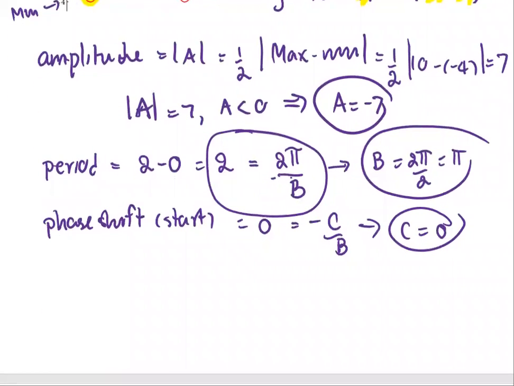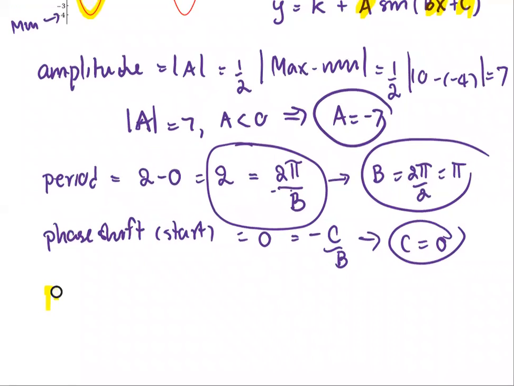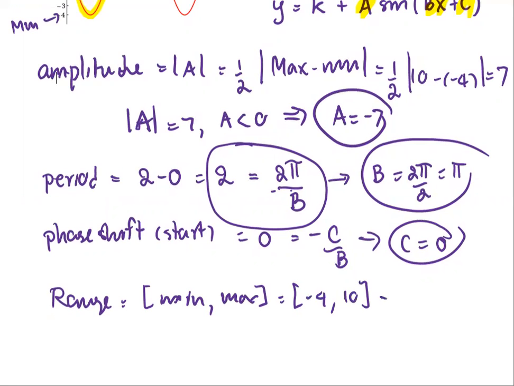Next, we're going to find K. K is used to identify the range of the graph. The range of this graph is from the minimum to the maximum. The minimum is -4, the maximum is 10. The formula to compute is the minimum is K minus the absolute value of A, and the maximum is K plus the absolute value of A. We know that the absolute value of A is 7, and the maximum is 10.